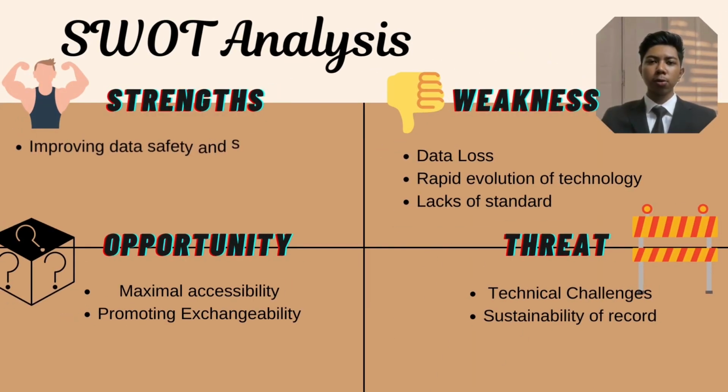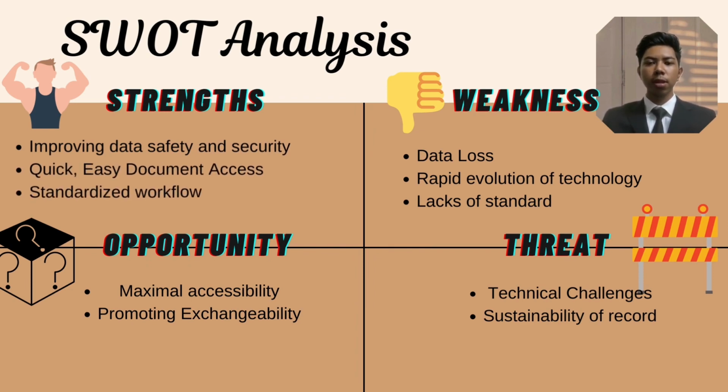Next, I will explain the SWOT analysis. First of all is strength. First strength is improving data safety and security. Next is quick and easy document access. For employees who deal with a lot of paperwork or data, especially in large amounts, it is being able to get the information quickly and easily. Next is standardized workflow. Once all the data is saved in the same digital place, it is much easier to make sure that every employee is doing their task and filing documents in the same way.